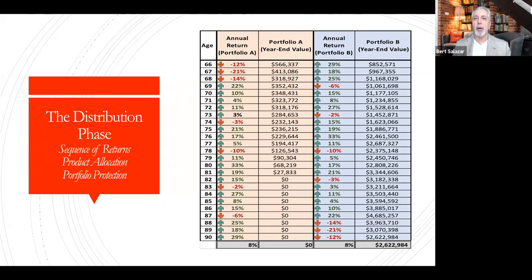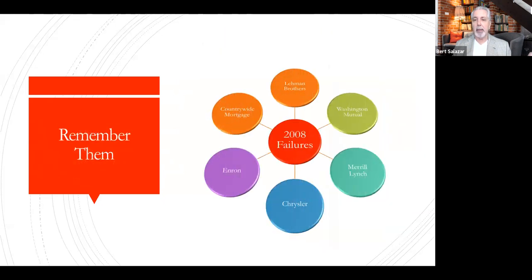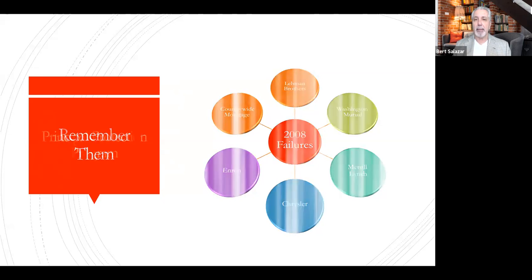So what you want to try to do is make certain that your assets are protected on the down years, as opposed to leaving them totally naked from that perspective. Now, obviously, I'm sure most of you remember some of these companies. Some of these companies no longer exist. I know Merrill Lynch is obviously still around, but it was bought out by B of A because otherwise they would have gone bankrupt. But these are the 2008 failures that we experienced at that point in time.